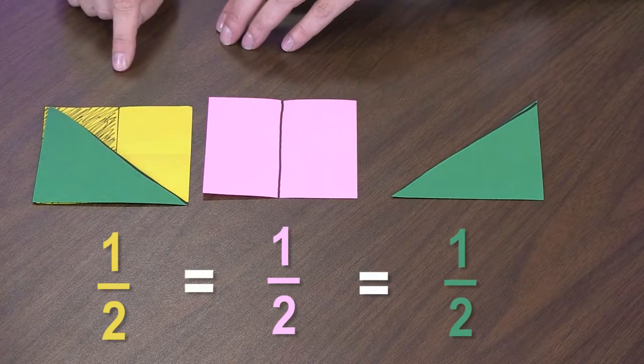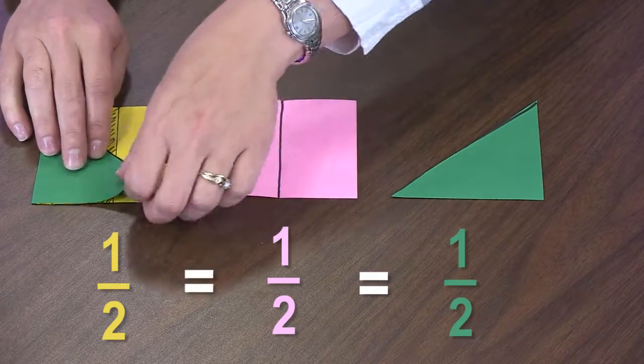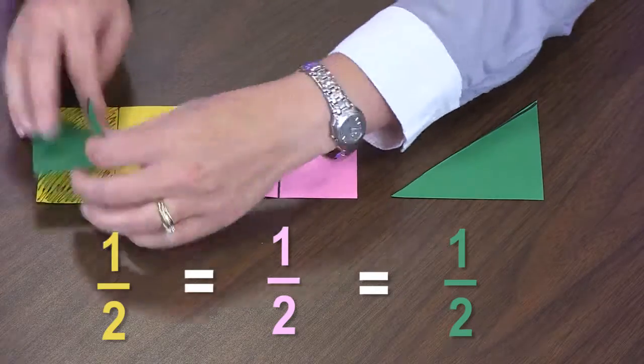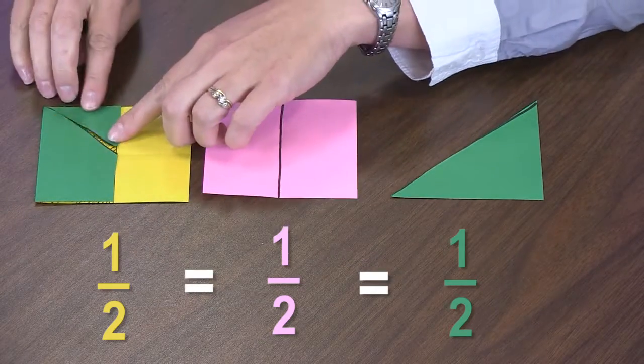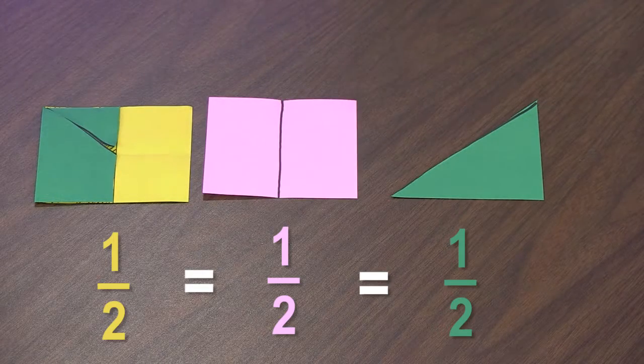As I line it up with my other model, I see I'm going to need to take apart the triangle. Now it all fits in the space of 1/2. This will help students to see that they are equivalent fractions, and as long as they are looking at the same whole, they can find the same fraction in a variety of ways.